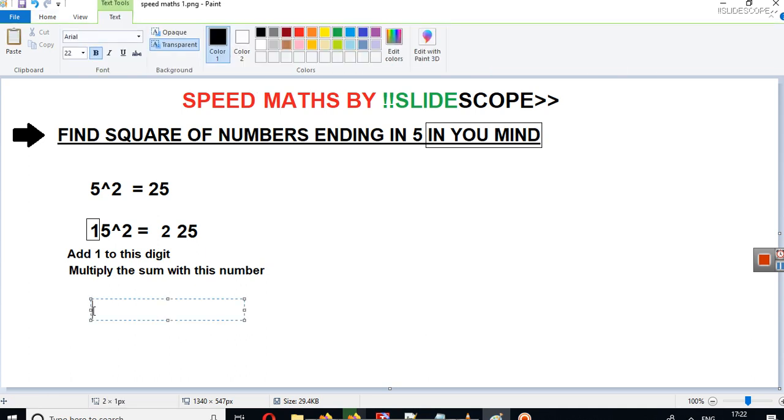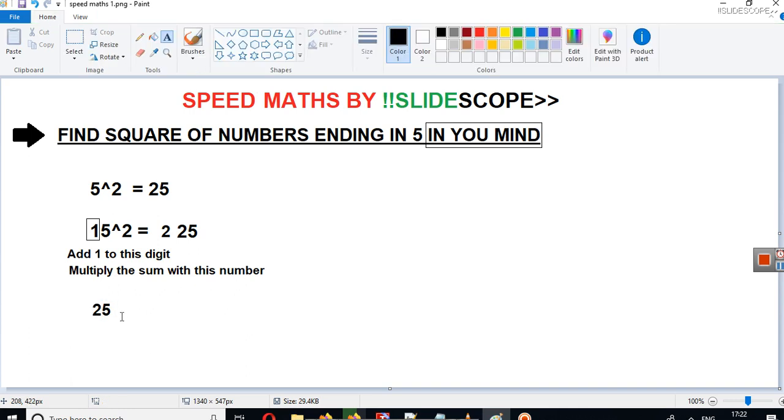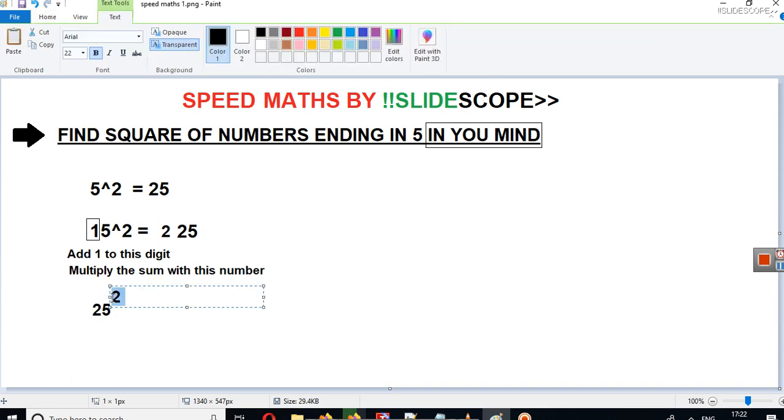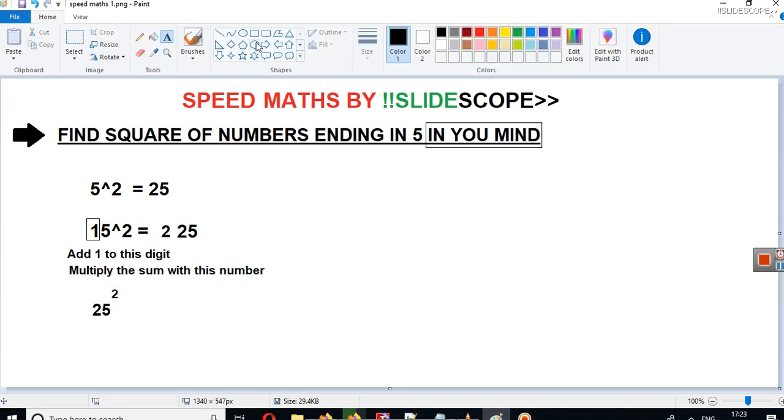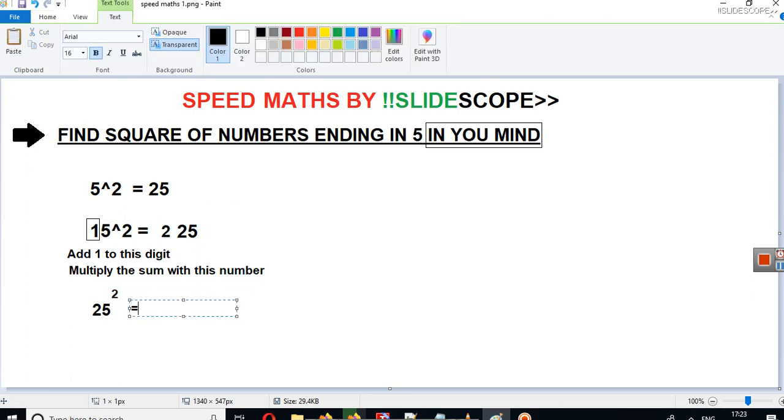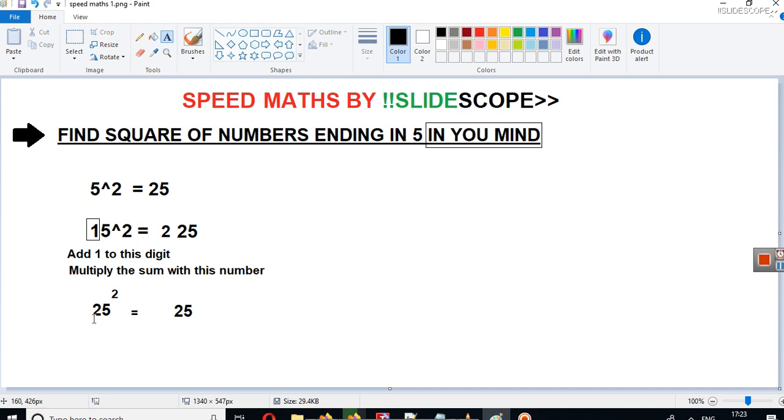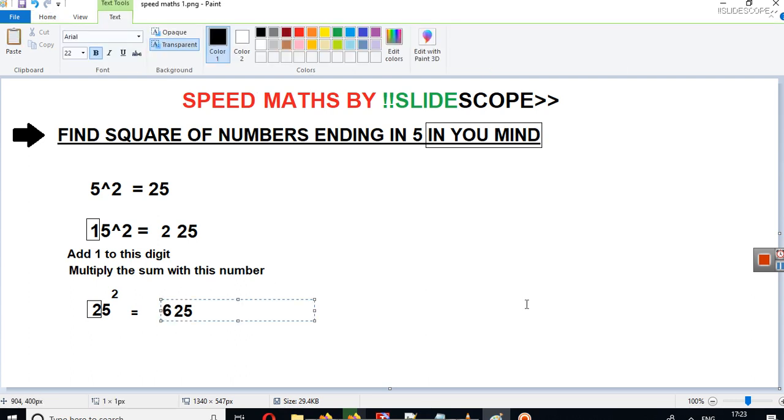Now let's take another number, 25. We have to find the square of 25. So what is the square of 25? First, write 25 here. Now do the same thing. Consider the other digit. The other digit is 2 in this case. What is 2 plus 1? It is 3. And what is 3 into 2? It is 6. So the answer will be 625.